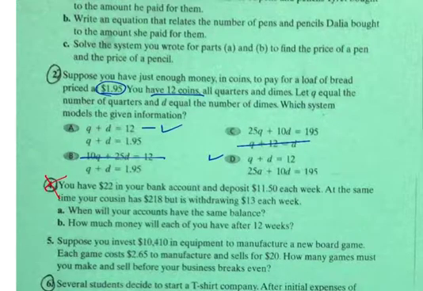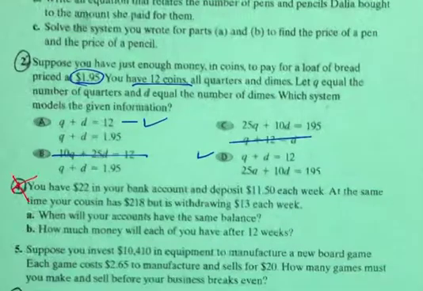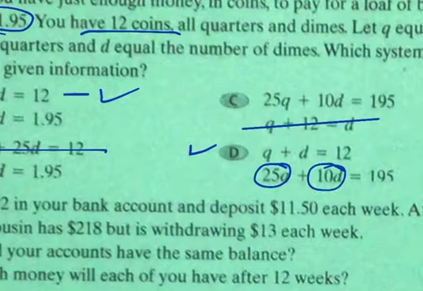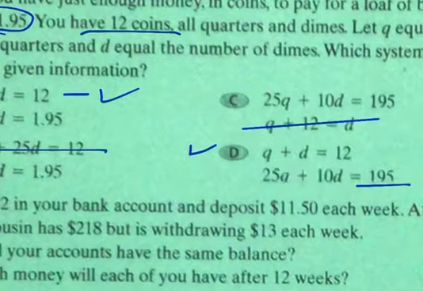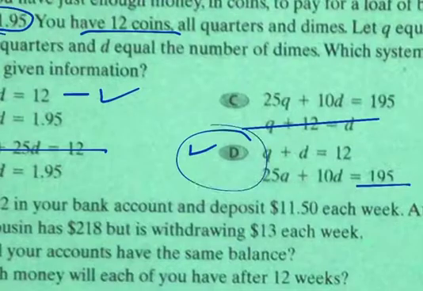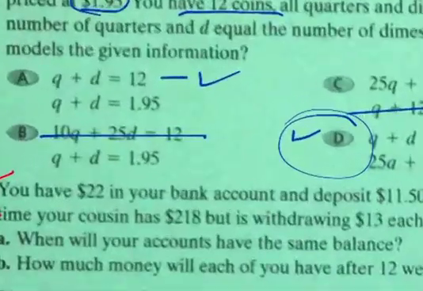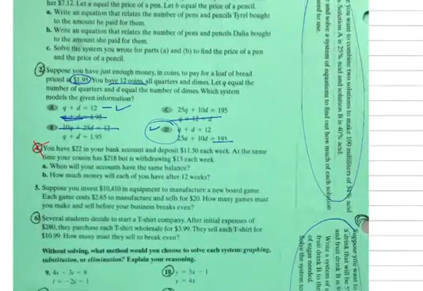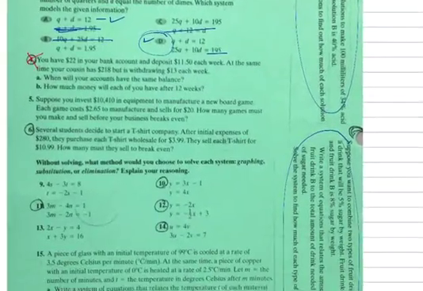And then we need to look at the other ones. A quarter is 25 cents, a dime is 10, equals that. So D is the correct answer. They left this to say this is absolutely wrong. So put D on your answer.